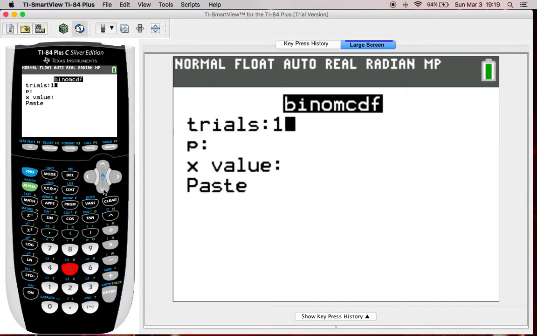So now we're still looking at 15 trains. The probability of success is still 0.35. And the X value, remember I said Binomcdf gives you the probability of everything less than or equal to whatever X value you give it. So we want the probability of everything less than or equal to 3. So I'm going to put in a 3. And I'm going to hit paste.